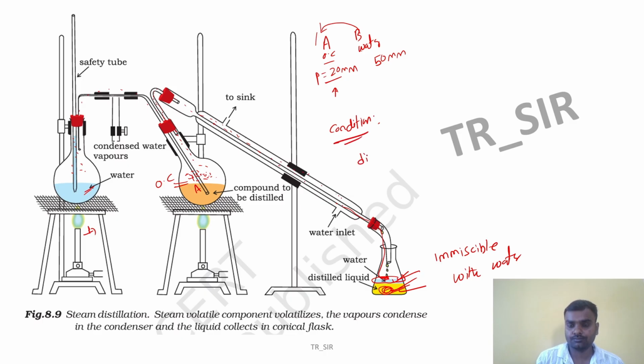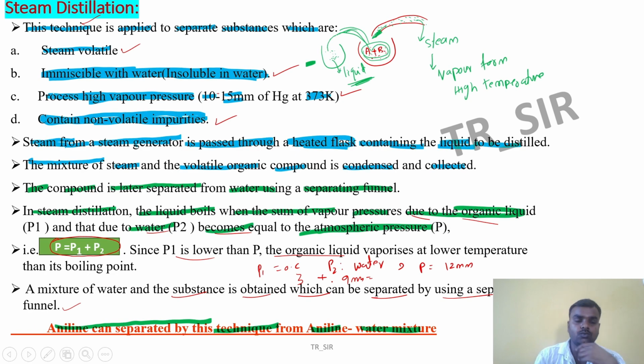Does not dissolve, both water and organic compound. That's the primary condition. So in steam distillation, the steam volatile components volatilize, the vapors are condensed in the condenser, and the liquid is collected in the conical flask. That is what steam distillation is. Using the steam, we separate this.